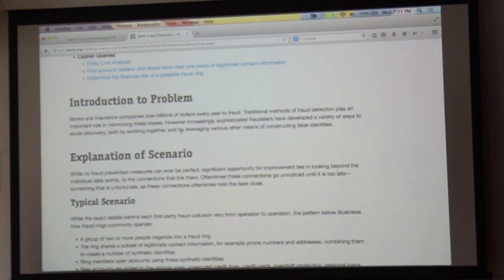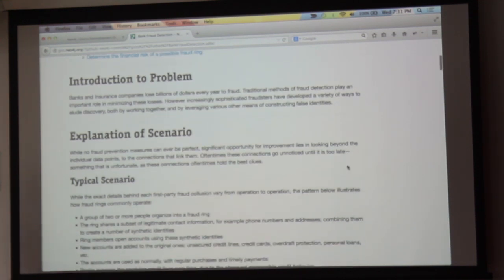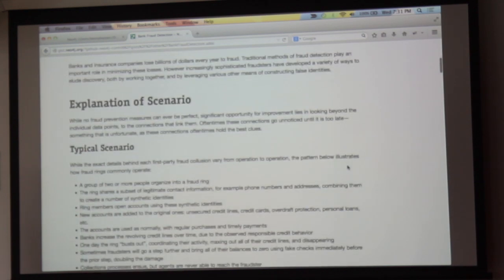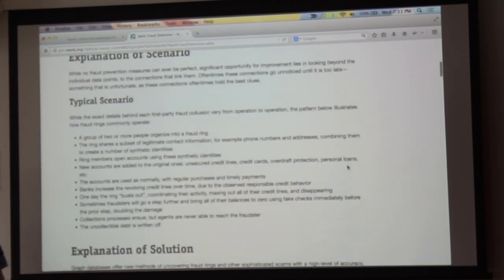Zoom in. So you see the introduction that I have is: banks and insurance companies lose billions of dollars every year to fraud. Traditional methods of fraud detection play an important role in minimizing these losses. However, increasingly sophisticated fraudsters have developed a variety of ways to elude discovery, both by working together and by leveraging various other means of constructing false identities. I'm not going to do that for the rest of the gist, but that just gives you an idea of an introduction. So then you want to go through explaining your scenario, some of the various aspects of your scenario. For this example, I took a white paper that was actually authored by a colleague of mine on this scenario, and I turned it into a graph gist.